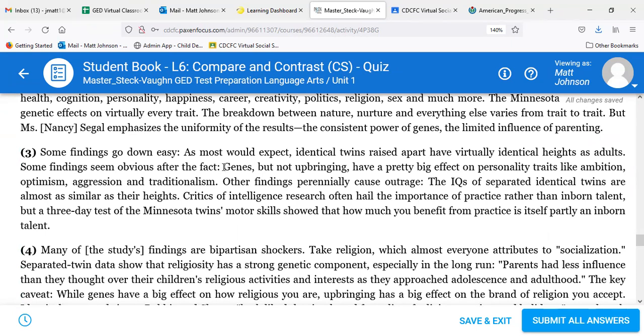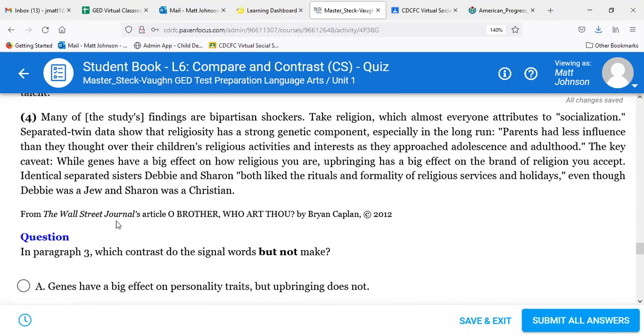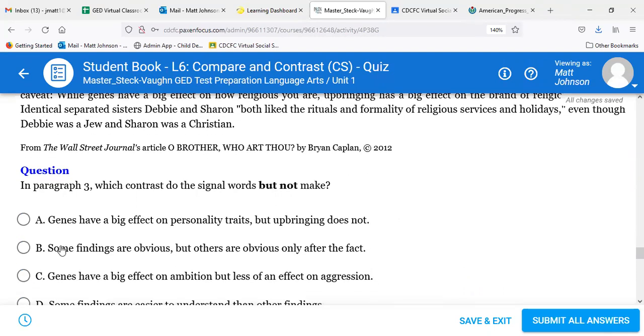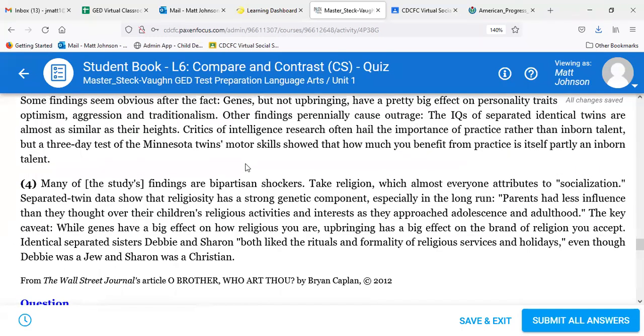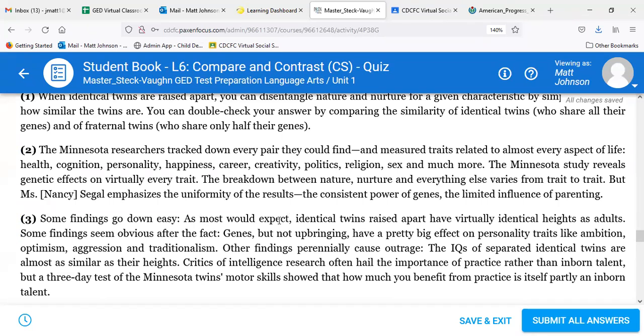Yes. So right here is what we're looking at. Genes, but not upbringing, have a pretty big effect on personal traits. That's one of those signal words, right? We're looking for that contrast. So A, genes have a big effect on personality traits, but upbringing does not. That's just basically rewording that phrase, right? Just another way to look at that same idea that was up here in paragraph 3, genes, but not upbringing.